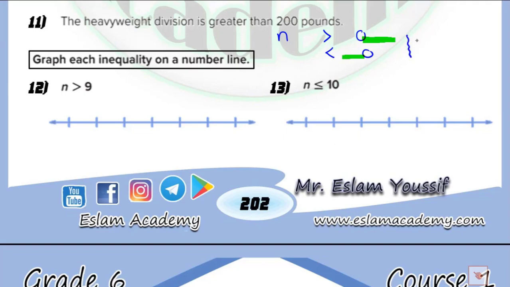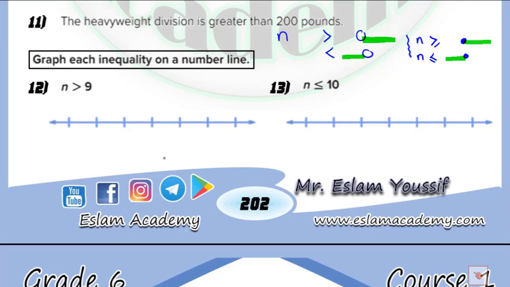Now we have another sign of the inequality, which is at least and at most. N is more than or equal. Once you find more than or equal, the circle will be closed because the number will be counted, it will be accepted. Equal means we will choose this number and go to the right. If n is less than or equal, it will be a closed circle, but we will shade the part which lies at the left.